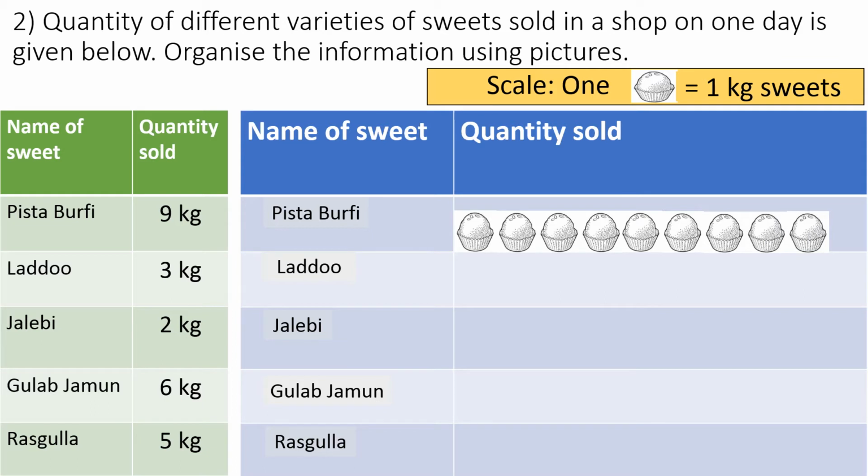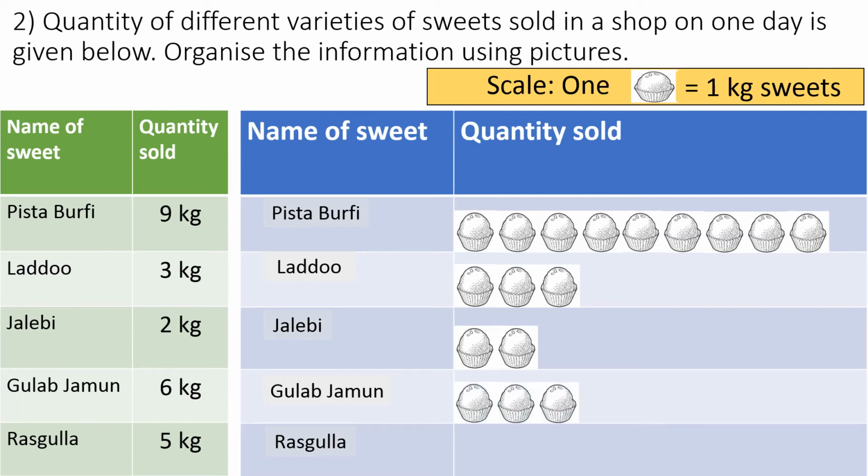There are 3 kg laddus. So draw 3 laddus. 1, 2 and 3. There are 2 kg jalebis. Now tell me how many laddus we have to draw? Yes, 2. So draw 2 laddus. 1 and 2. There are 6 kg gulab jamun. Now tell me how many laddus we have to draw? Yes, 6. So draw 6 laddus. 1, 2, 3, 4, 5 and 6. There are 5 kg rasgulla. So draw 5 laddus. 1, 2, 3, 4 and 5.